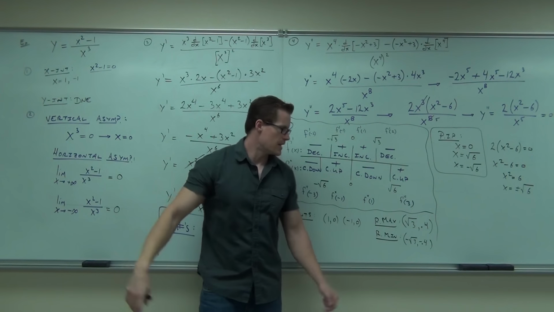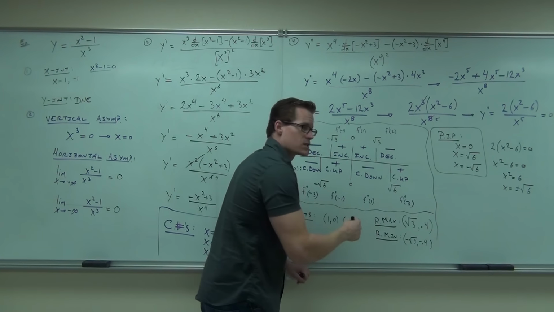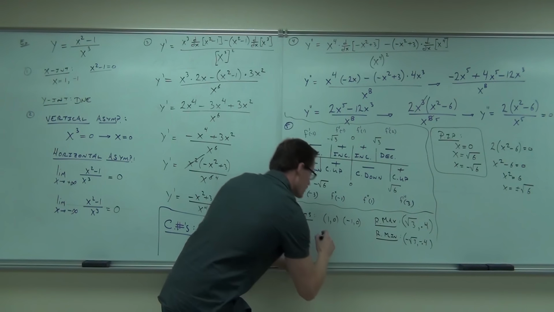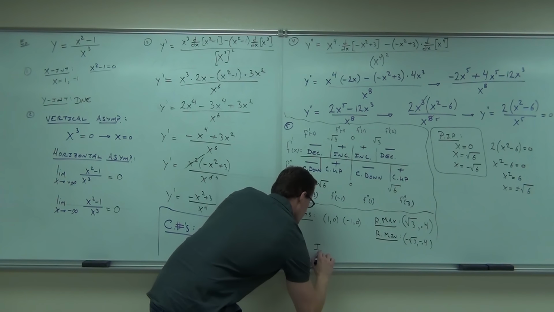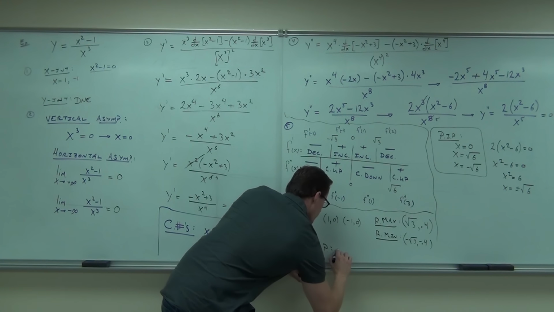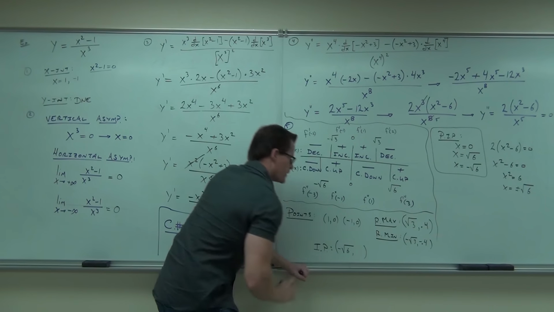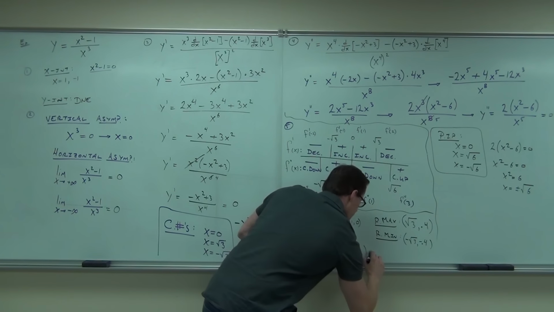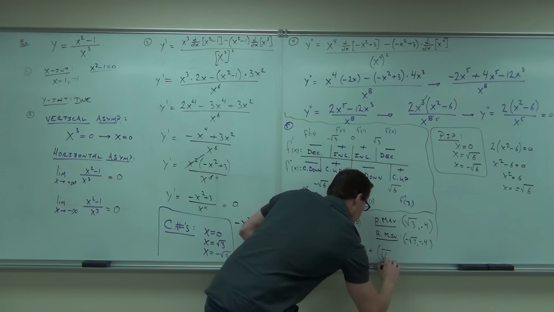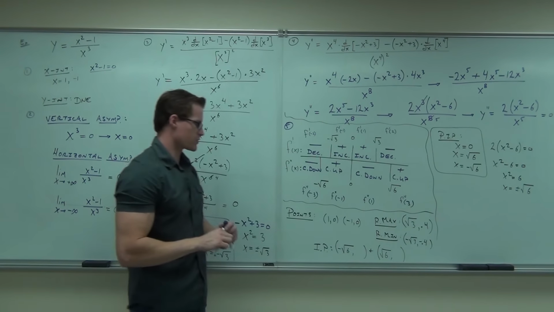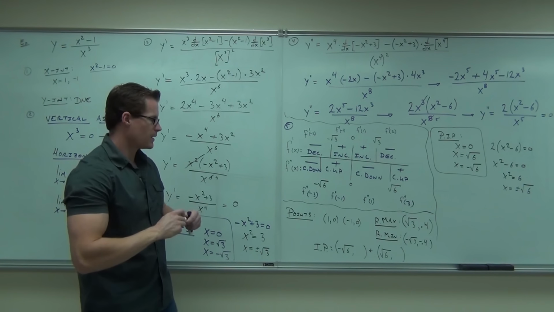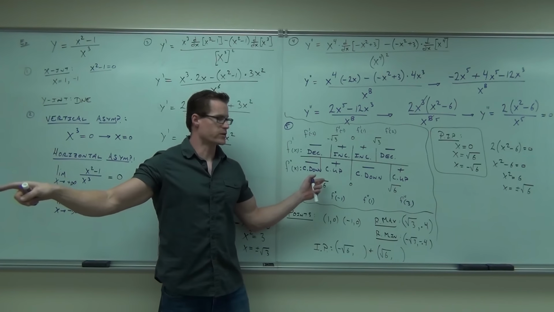You sure? We're almost done. Now, let's do the root 6's. The root 6's are my inflection points. Negative square root of 6. And the square root of 6. Somebody plugged in the negative square root of 6. How much do you get?